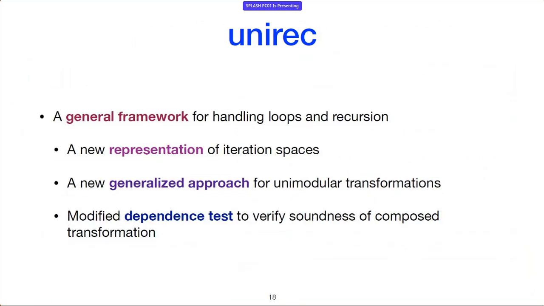And so UniRec is a general framework for handling loops and recursions. In order to do this, we create a new representation of iteration spaces, those little bubbles with arrows between them, and a new generalized approach for handling transformations, in particular the full set of unimodular transformations. And then we show how we can create a compositional framework by modifying dependence tests and making sure that all of our transformations are actually safe.